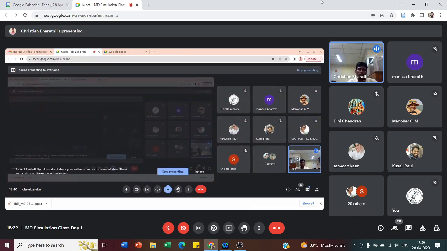Here, initial files for MD simulation are there. I'm going to use that for our analysis. So, first step is preparing protein and converting your protein structure into GROMACS input.